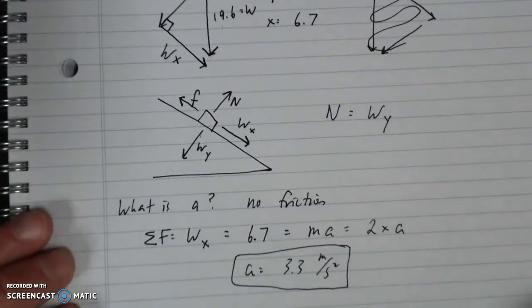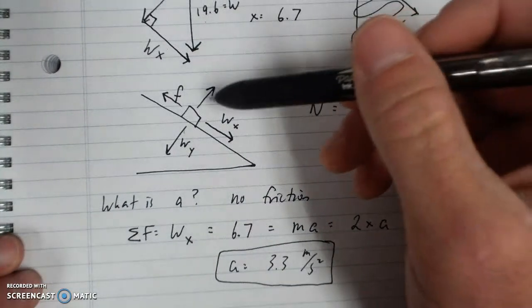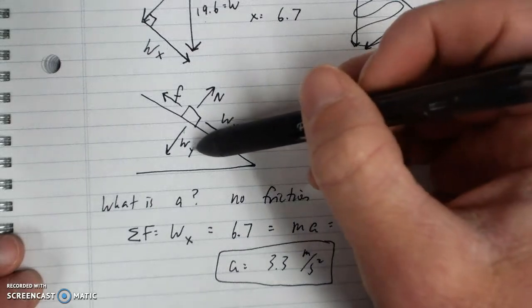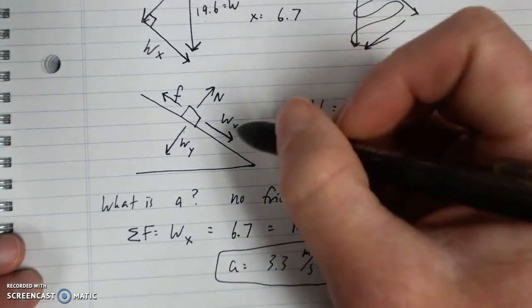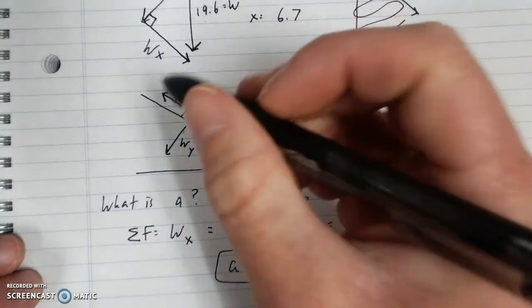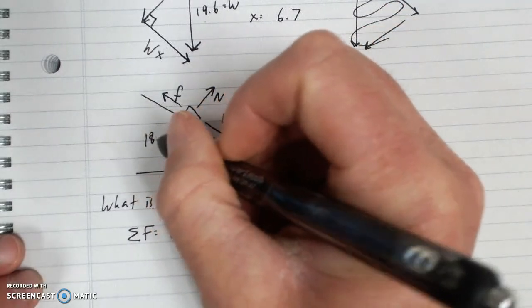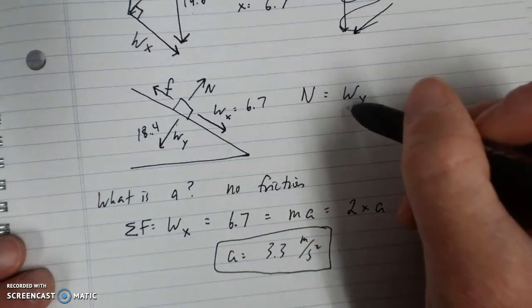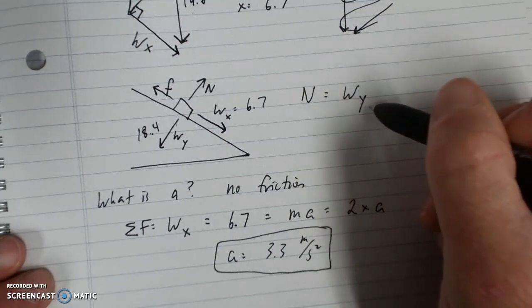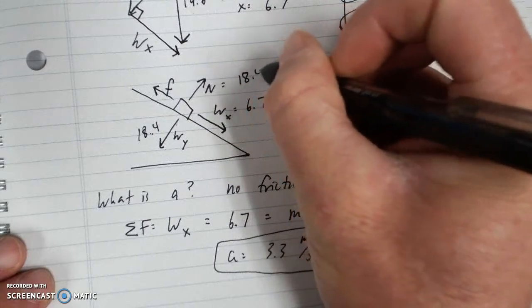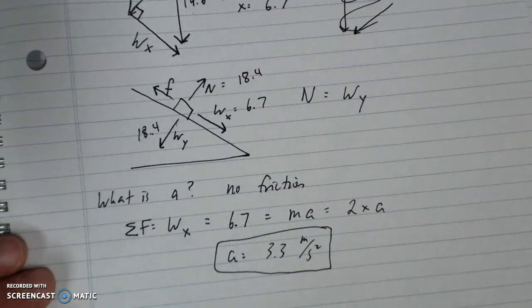So here's the force diagram for the forces acting on this block. We have the weight force in the x dimension, the weight force in the y. Now we can write these values in. 6.7 down the ramp, 18.4 into the ramp. The key is that the normal force is going to equal the weight force in the y dimension. So I know that this also has to be 18.4 newtons.